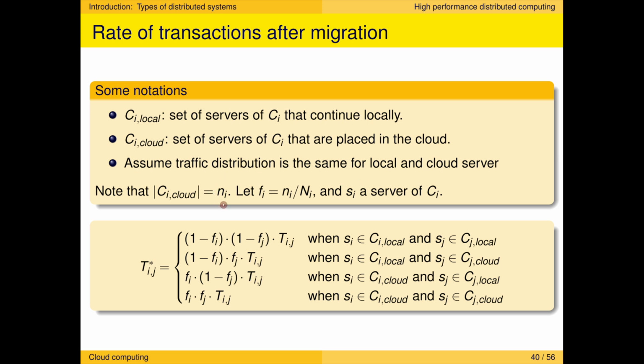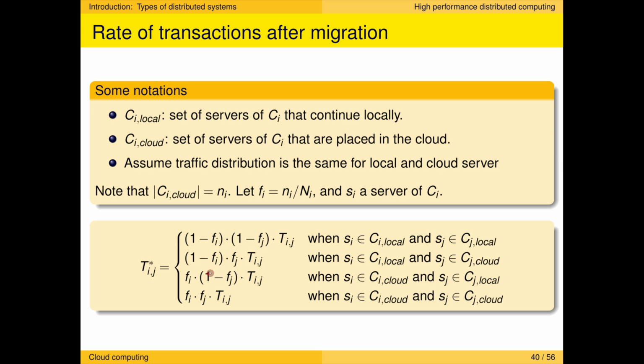So the number of servers, remember earlier we called that NI, so the size of the CI cloud set is actually NI. And we will call the ratio of our servers at the cloud over all of the servers for that specific CI as FI, so that's a ratio.